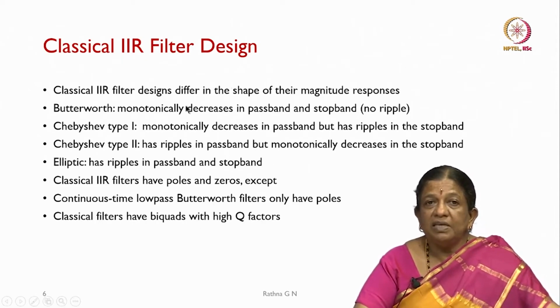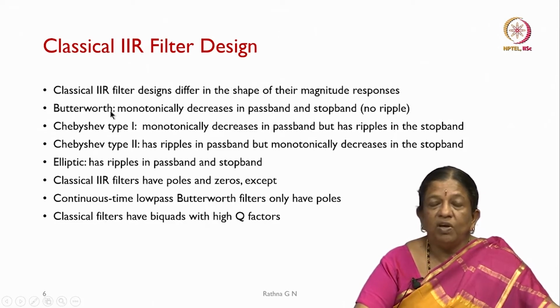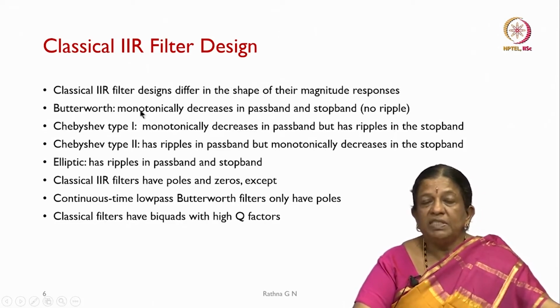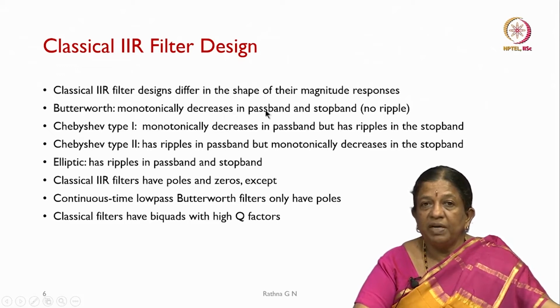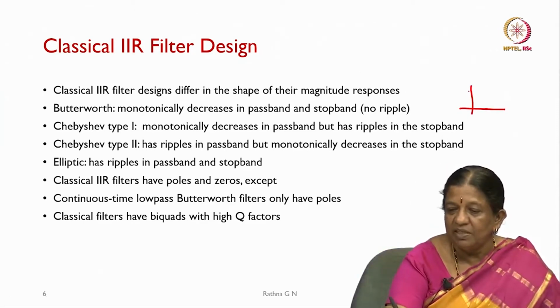The classical IIR filter designs differ in the shape of their magnitude responses. The first one is the Butterworth filter, which decreases monotonically in the pass band, and the stop band will not have any ripple. You will see that the Butterworth response is monotonically decreasing, and we will not have any ripples in the pass band.